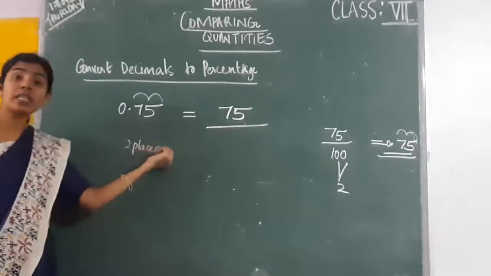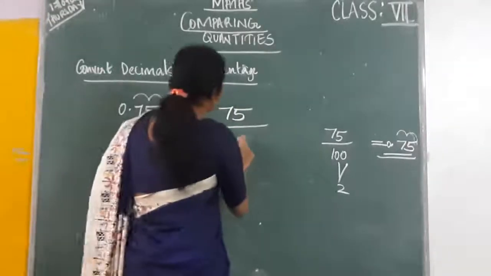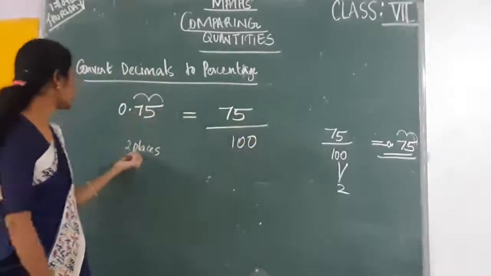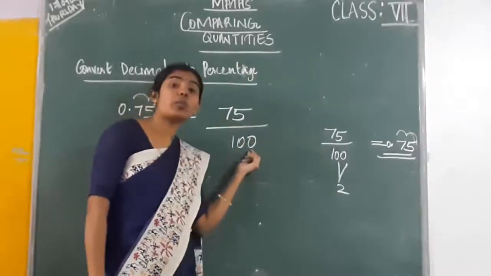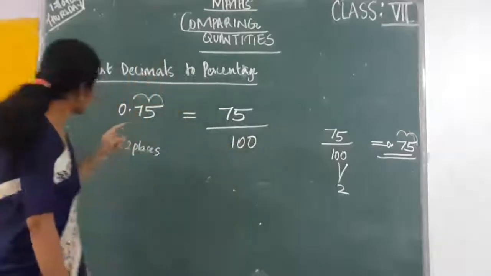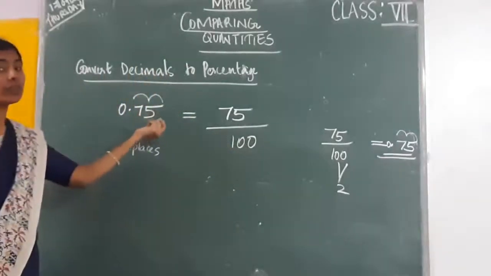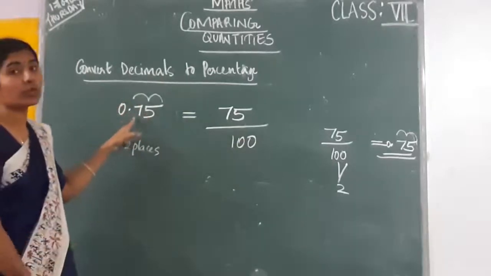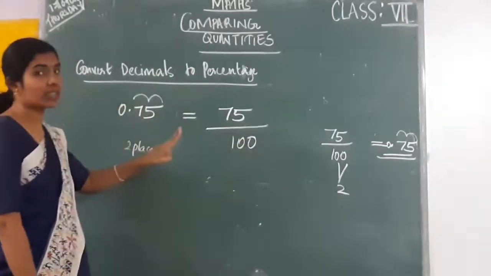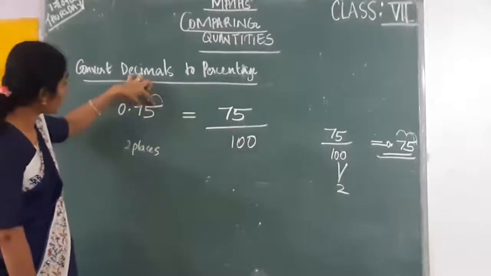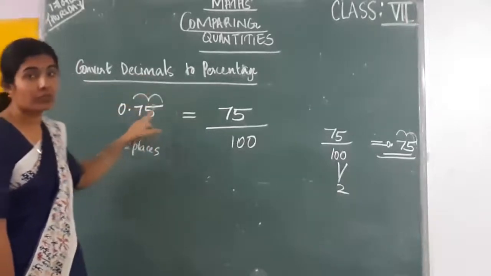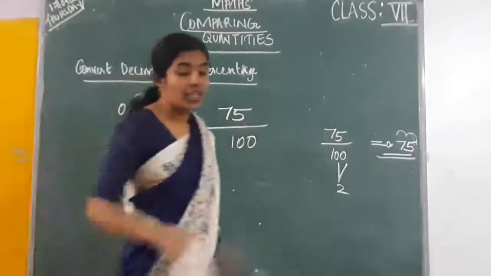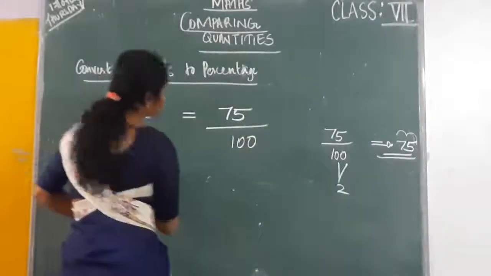2 places means which number should you give? 100, because 100 has 2 zeros. So 2 places means you should write the denominator 100. Again, 0.75 is the decimal number. After how many places is the decimal point? 2 places. So write the numerator 75. What will be the denominator? 100. Now we are getting one fraction.